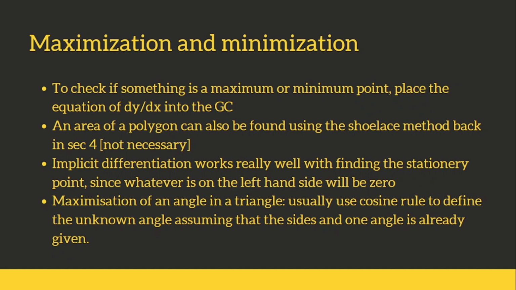Then in the case of maximization of an angle in a triangle, we can actually use the cosine rule to define the unknown angle, assuming that the size of one angle is already given. So actually, there are a lot of ways you can use to express different angles, areas, or whatever as part of the question. So besides using the cosine rule, you can also use your sine rule and your Pythagoras theorem as well to find different expressions for different sides and angles.